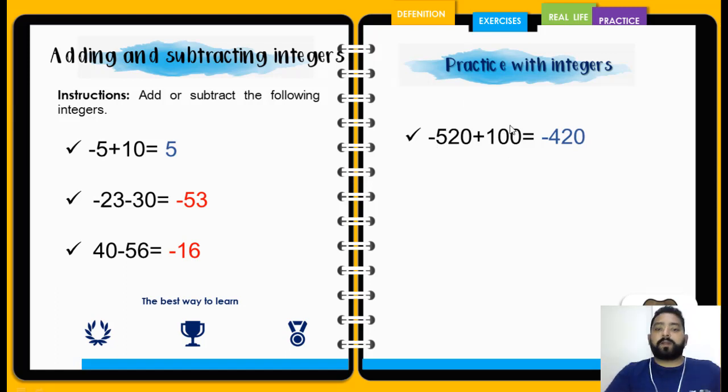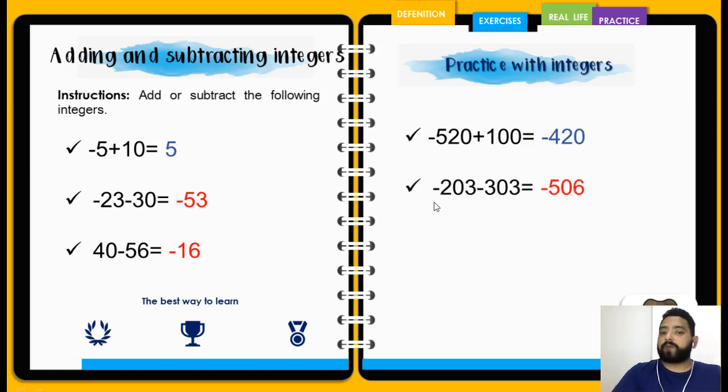Now here we have another one, negative 520 plus 100. This one is negative and this one is positive. So different signs, we subtract them. So 520 minus 100 is going to be 420. Now you have to think about the sign. Which number is greater, 520 or 100? 520. What is the sign of 520? It's negative. So we place it with the negative sign.